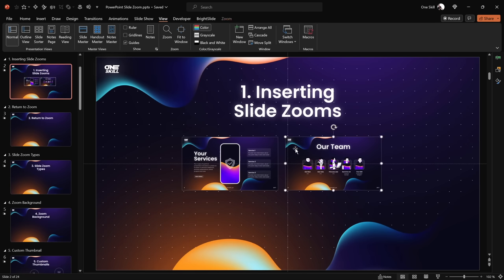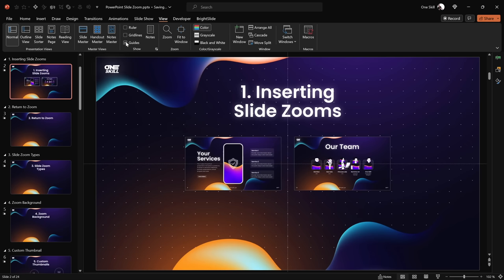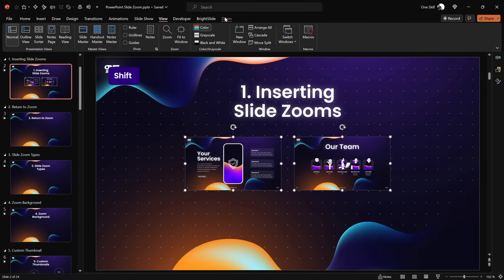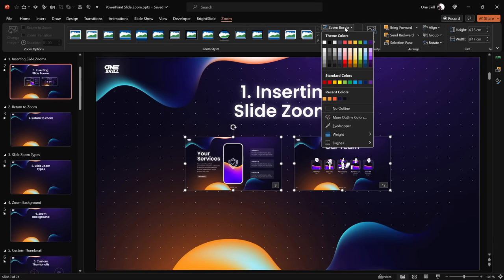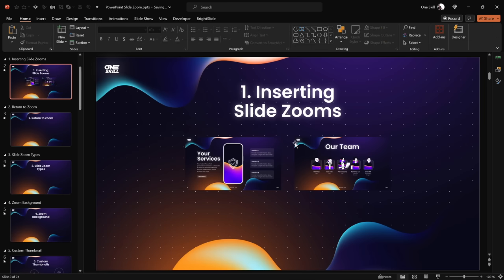And now let's just turn on the slide guides for a quick second. This way we can easily see where is the center of the slide. And now let me just quickly align these slide zooms so that everything is looking well balanced. And as you can see, both of these slide zooms have a little thin line around them. And that's because PowerPoint by default always adds a line to all of these slide zooms. So let's just select both of these slide zooms. Let's go to Zoom, Zoom Border, and let's choose No Outline. This way, I think these slide zooms are looking much better.